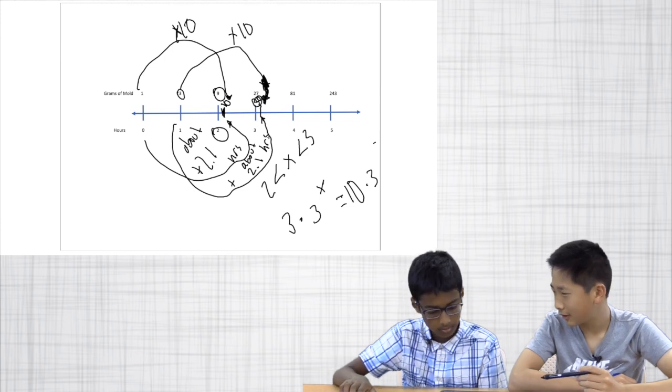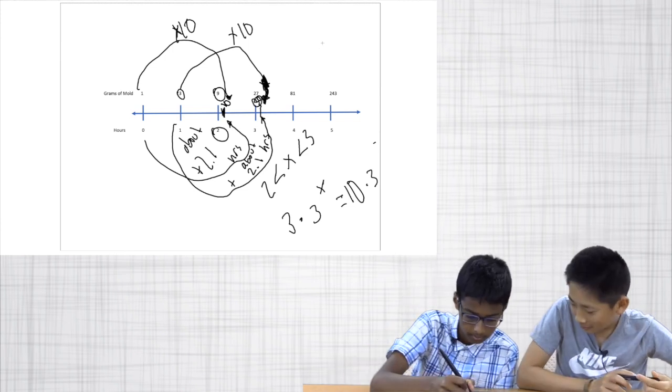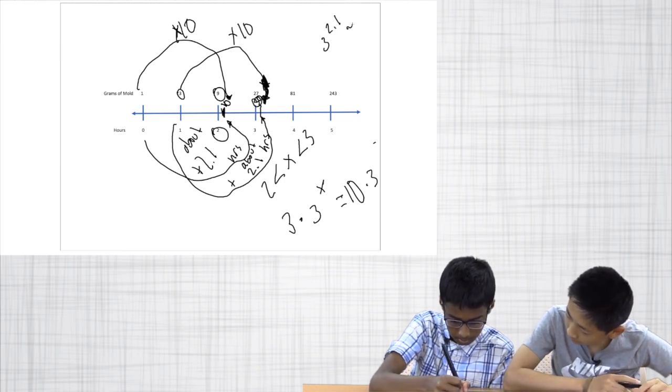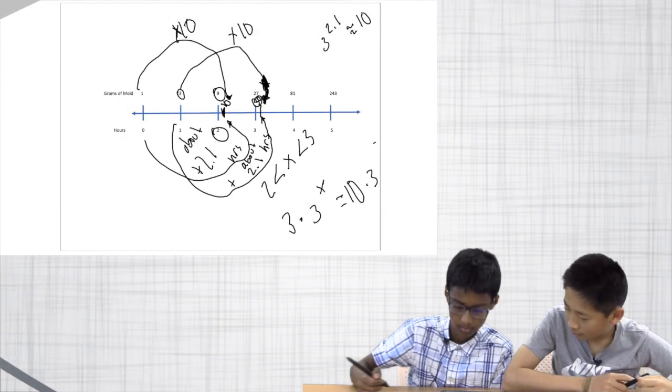And can you write the little equation that you found with your calculator? Oh, yeah. The students used a calculator to find a more precise estimate of how long it will be for the amount of mold to increase by a factor of 10. They tried different exponents and found that 3 to the 2.1 was about 10. They claim this shows that it takes about 2.1 hours for the mold to increase by a factor of 10.